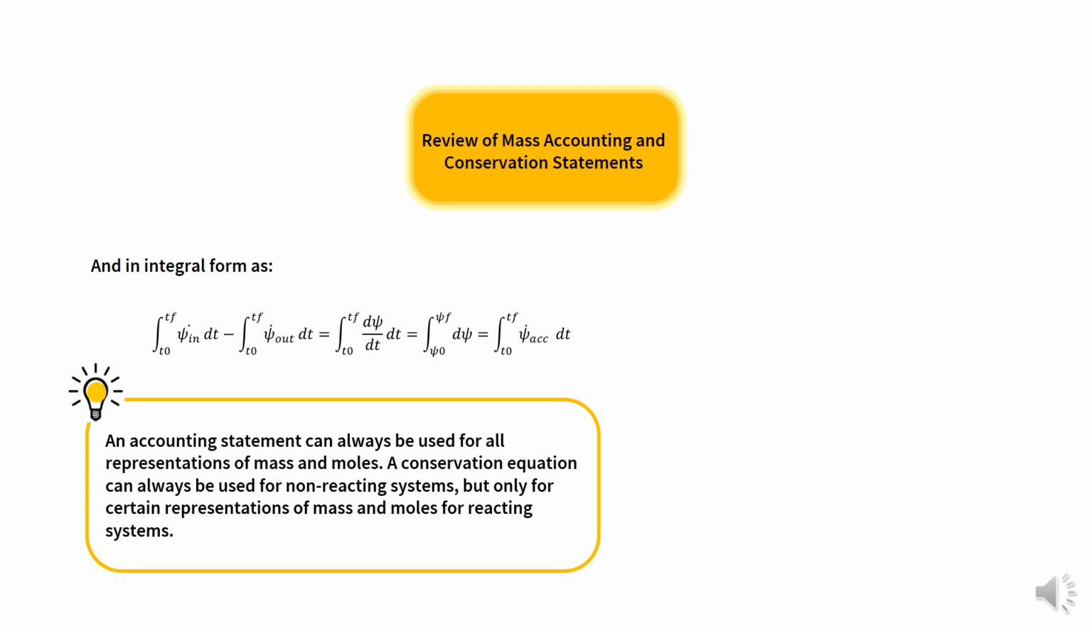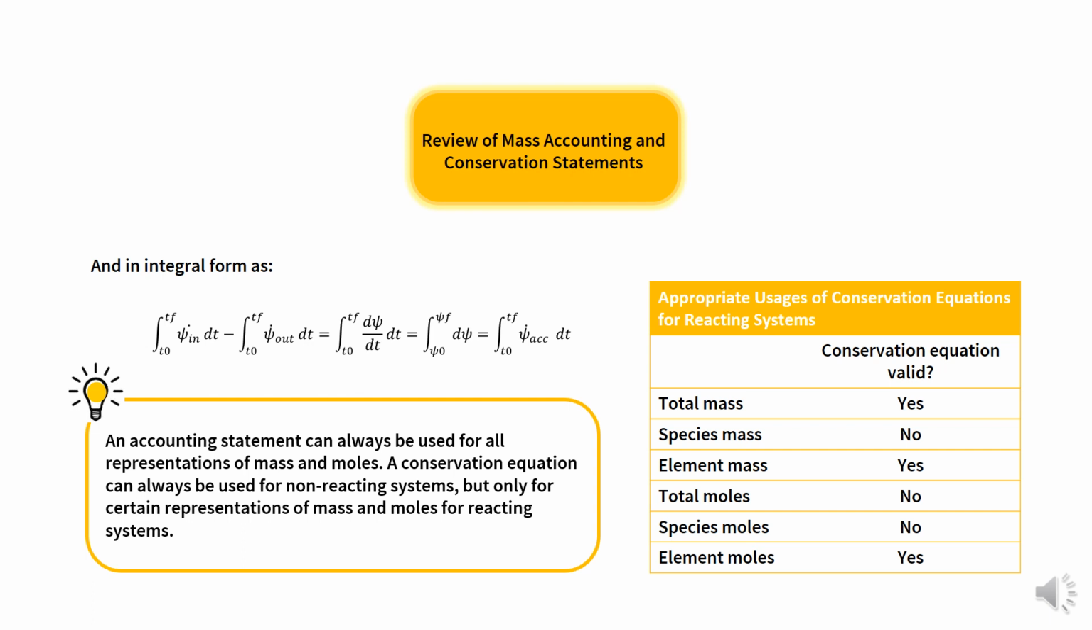A conservation equation can always be used for a non-reacting system, but only for certain representations of mass and moles for a reacting system. This table shows the appropriate usage of the conservation equation for reacting systems. Total mass is valid for use in the conservation equation, but not species mass, total moles, and species moles.